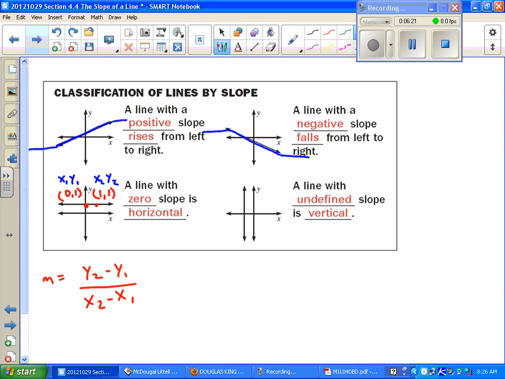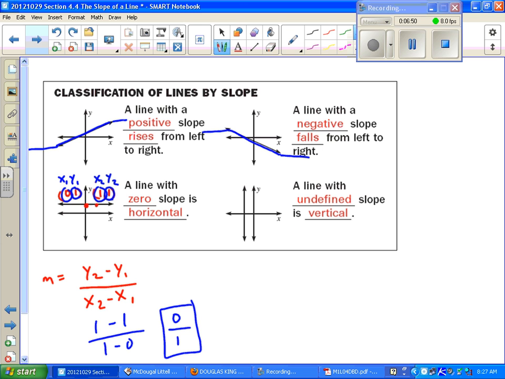So now all you have to do is plug your values in. Y sub 2's value, if you look at it, it's right here, is 1. So 1 minus y sub 1's value, which is 1, over x sub 2's value, which is 1, minus x sub 1's value, which is 0. Then you simplify that fraction very simply. 1 minus 1 is 0, and 1 minus 0 is 1. So 0 divided by 1 is 0 as your slope.